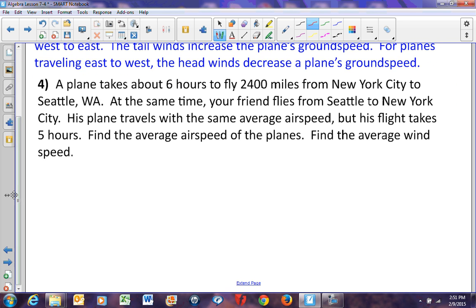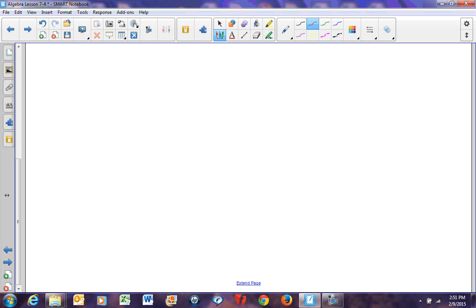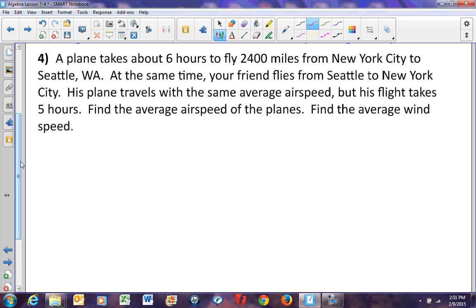So let's take a look at this first question here. A plane takes about 6 hours to fly 2,400 miles from New York City to Seattle, Washington. At the same time, your friend flies from Seattle to New York. His plane travels with the same average airspeed, but his flight takes 5 hours. Find the average airspeed of the planes, and find the average wind speed. Okay, so we have two things. The easiest way to do this: New York to Seattle, Seattle to New York.